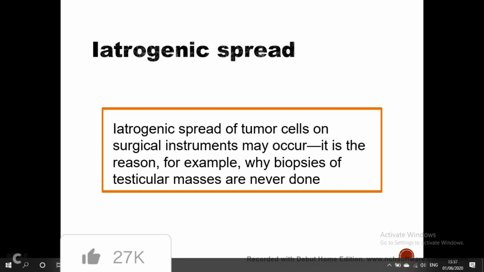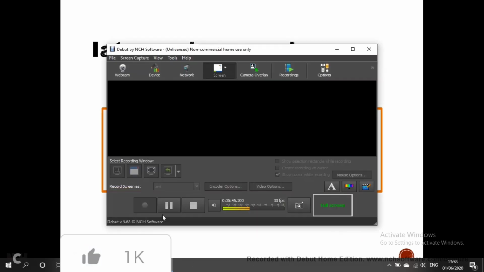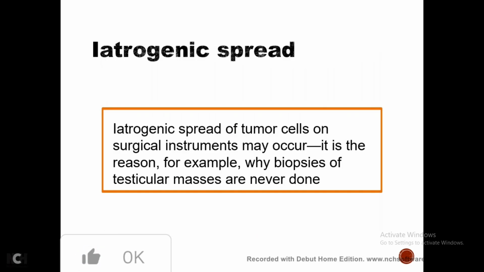And it is the reason, for example, why biopsy of testicular masses is never done. We don't do biopsy of certain tissues, and one of those areas is the testis of the male, because there are more chances of iatrogenic spread. Coming back to the iatrogenic spread, as I explained to you, the malignant tumor may spread because of the fault of a surgeon or a doctor, especially while taking small biopsies. This kind of spread is known as iatrogenic spread.